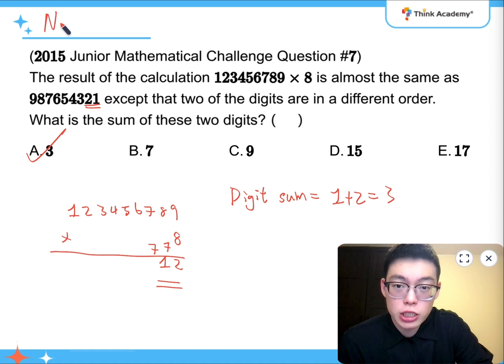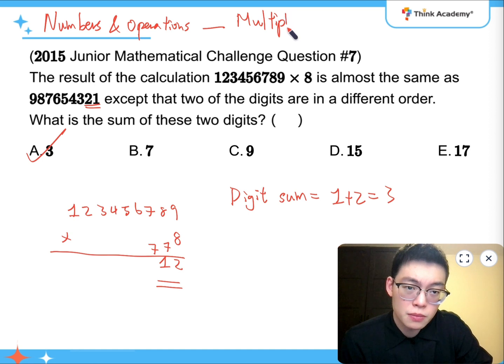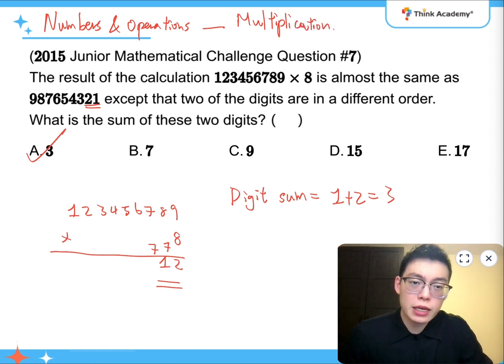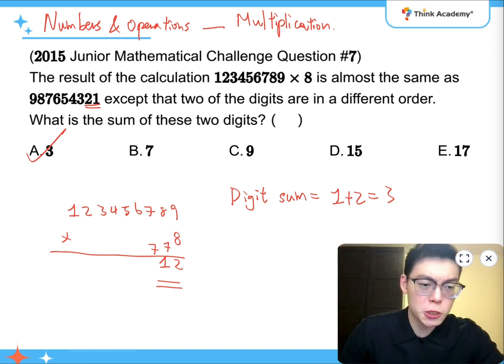And for this question, I would classify it as numbers and operations. Just simply multiplication. So if you're thinking about any difficult theories to solve this question, that is not necessary. You just need to try it out. That's all.